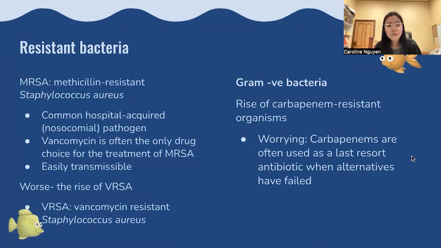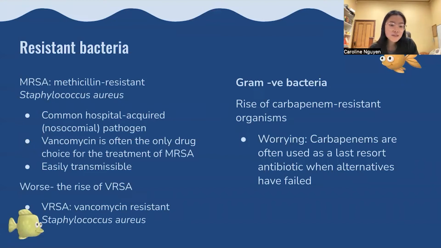Some examples of bacteria that are really resistant that weren't before, so this means it's not innate, but an adaptive quality, is MRSA, methicillin-resistant Staphylococcus aureus. It's commonly acquired in the hospital, and for this we say they are nosocomial infections. Vancomycin is often the only drug that will fight against MRSA, and MRSA is really easily transmissible.